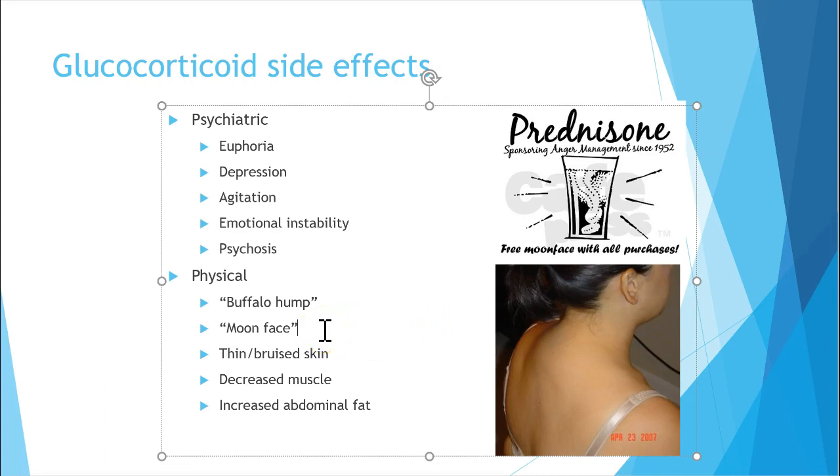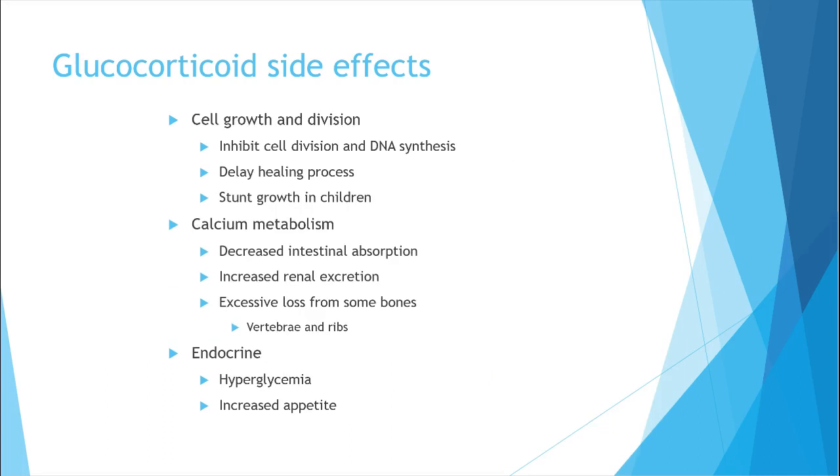The other thing that happens a lot with people on steroids is thin, bruised skin. So you can damage it, and if you cut yourself or scrape yourself, you might bleed more easily or bruise more easily than normal. Decreased muscle mass and increased abdominal fat are also things seen with chronic glucocorticoid use. Again, the higher the dose and the longer you take it, the more problematic the side effects are likely to be.